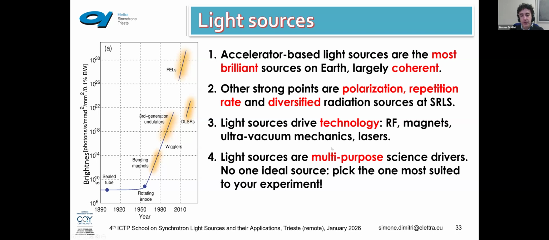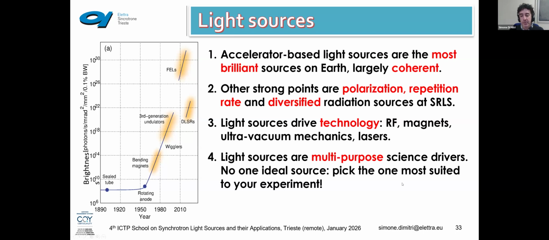The light sources are, of course, driving technology, which can and is also used somewhere else in radio frequency, magnetic technology, ultra high vacuum mechanics, and in some cases lasers, which are complementary tools to excite processes on a sample and to be probed with synchrotron radiation.